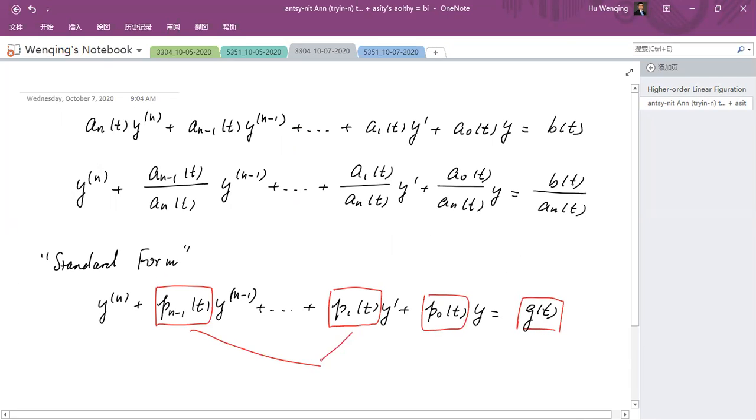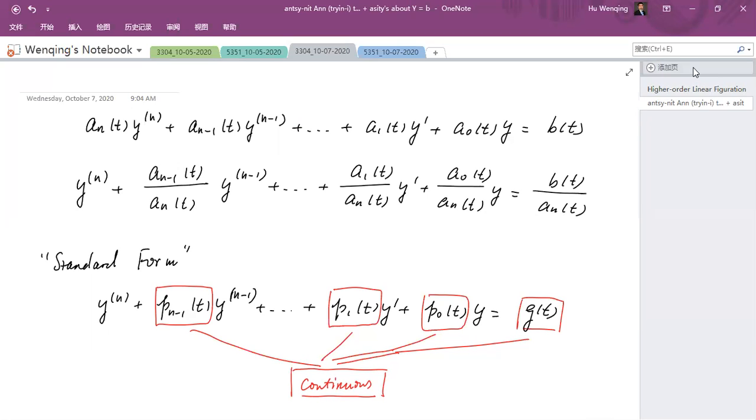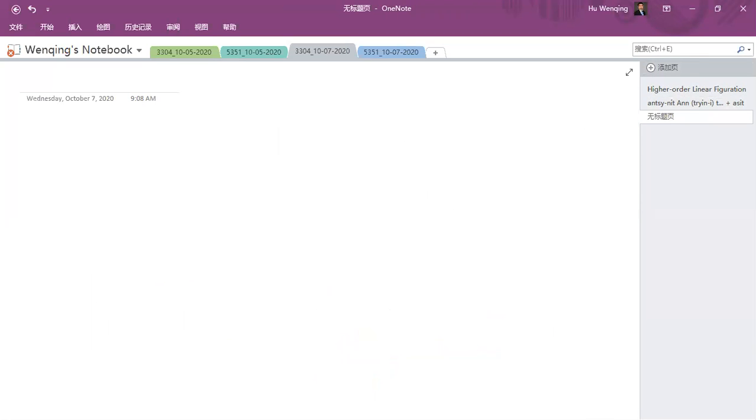So all these coefficients have to be continuous in order to guarantee that you're going to have an existing, unique solution. But remember, you must turn the equation into standard form before you can do anything. Okay, so let's look at an example.